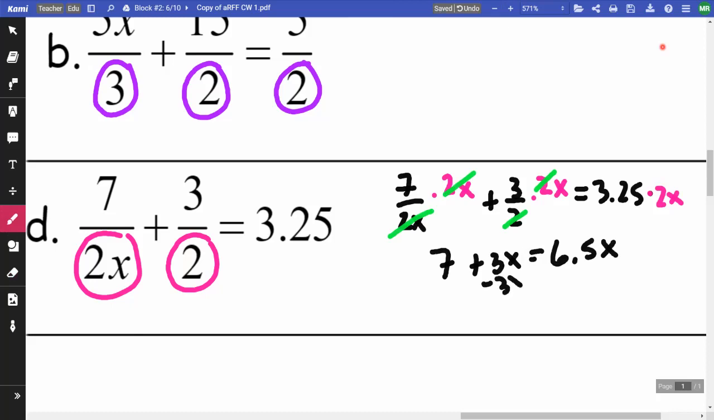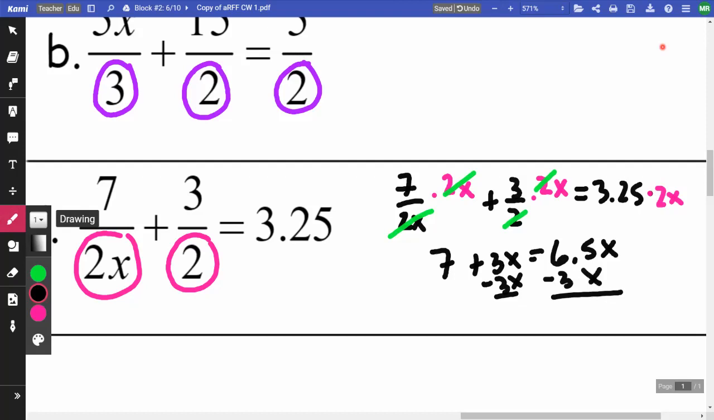So I'm going to minus 3x from both sides. And here, I want to be careful when I'm doing it over here. I want to make sure I'm lining things up. So minus 3x. So I'm going to get 7 is equal to 3.5x. When I divide 7 by 3.5, I get x is equal to 2. And that's our answer.